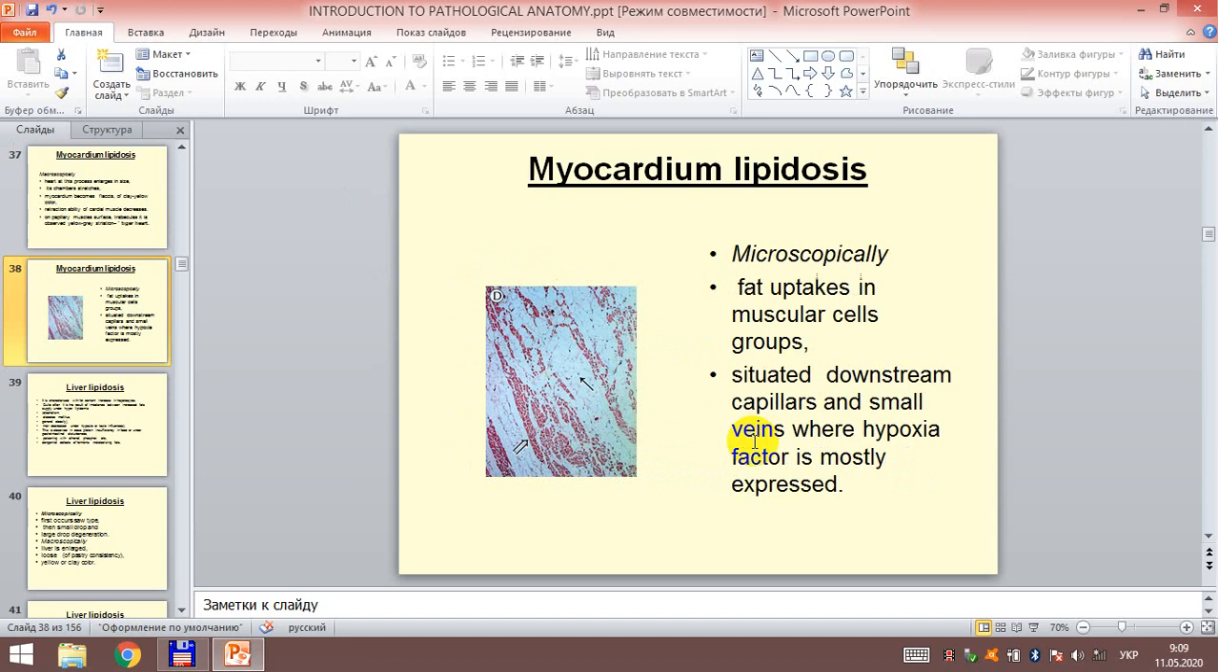In these microscopic signs of myocardial lipidosis, you can see fat uptake in groups of muscle cells situated near capillaries and small veins, where hypoxia factors are mostly expressed.